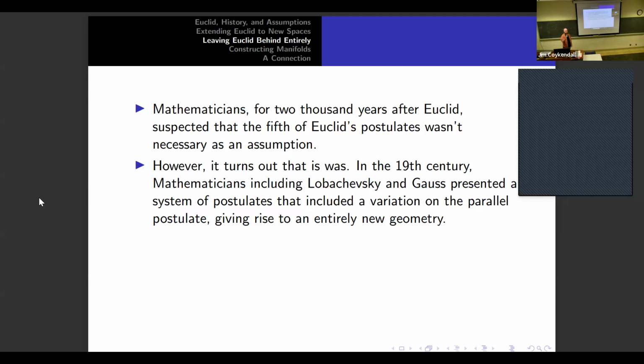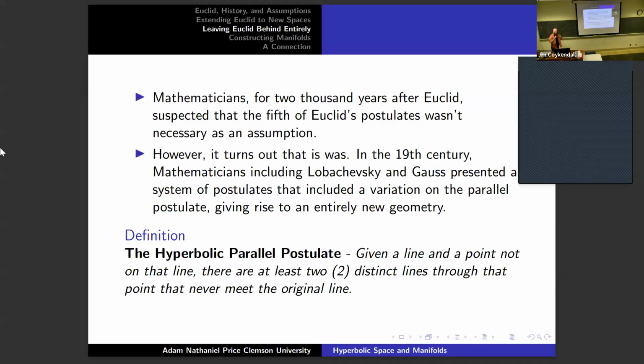So this is where we start to leave Euclid behind entirely. Before, we were just taking Euclidean rules and generalizing them to these two-dimensional spaces, maps. Now we're leaving it entirely behind by going into a space where one of Euclid's postulates is not true. So now we have a new parallel postulate. This one says that given, let me erase myself so I can draw at the same time.